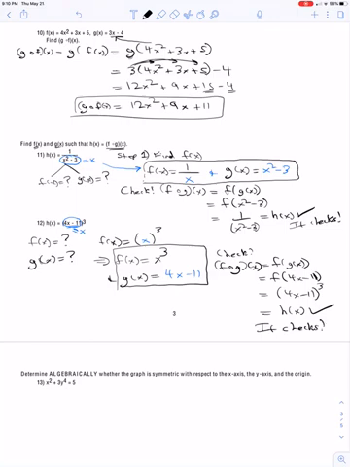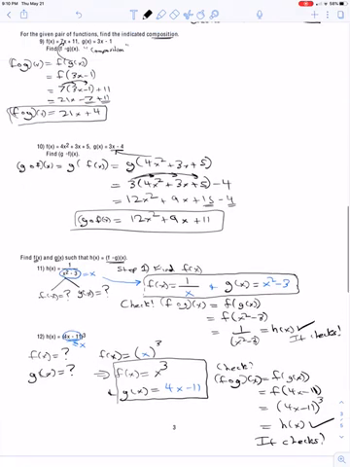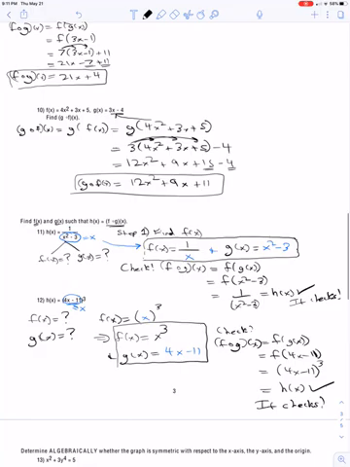So that's a good review of the algebra of functions back in our previous section here in Unit 2. We'll stop there and take a break, then continue on.